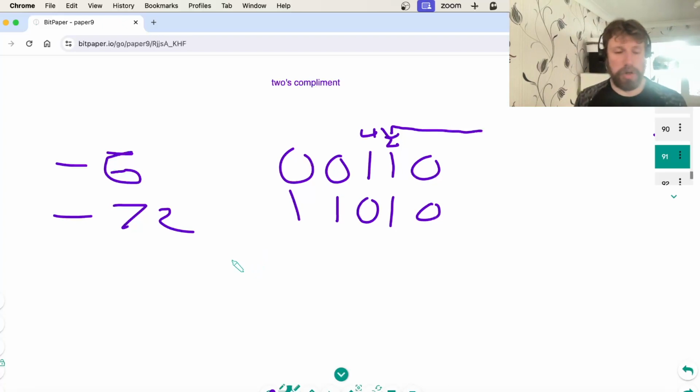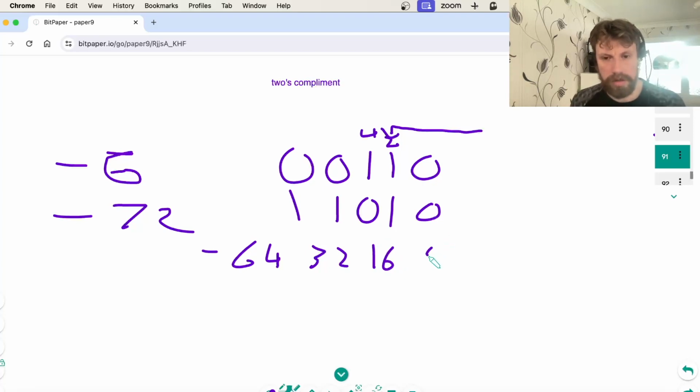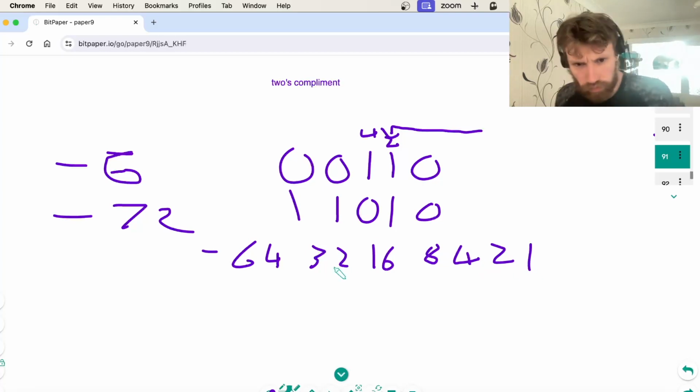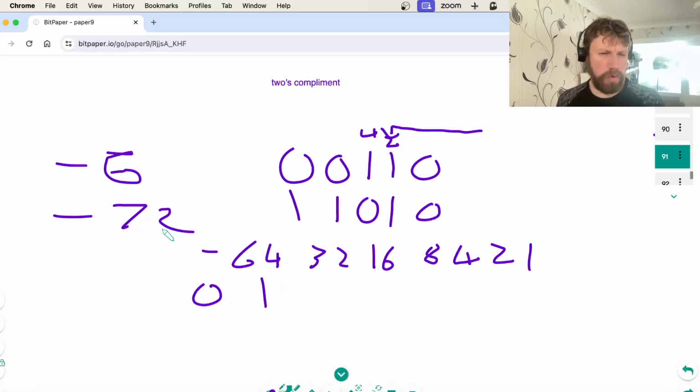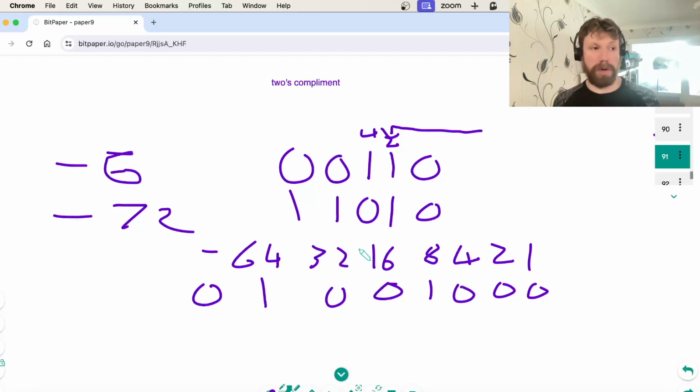72. Let me show you how to do it with a slightly larger number. So we've got 64, 32, 16, 8, 4, 2, 1. And then all I've got to do is put a 0 there. 64, take that away, that's going to leave us with 8. So it's going to be 0, 1, 0, 0, 1, 0, 0, 0. So that's 64 as a positive binary number.